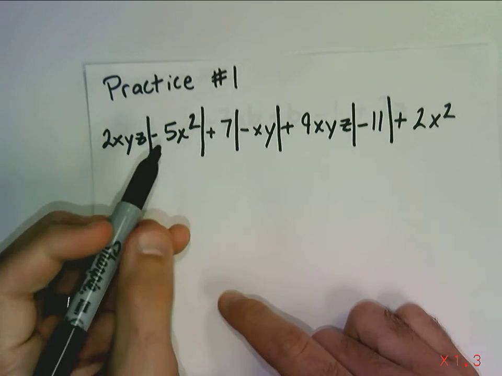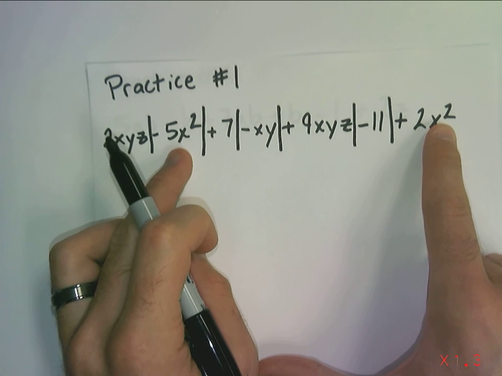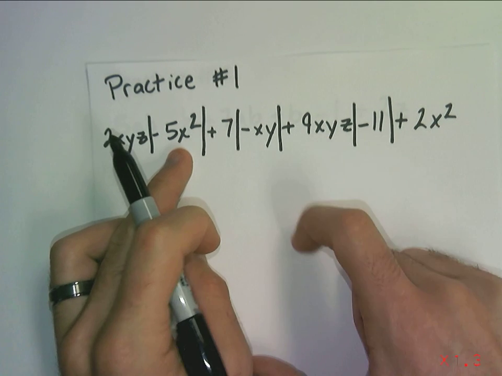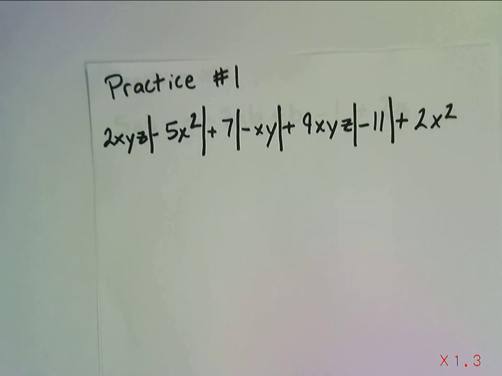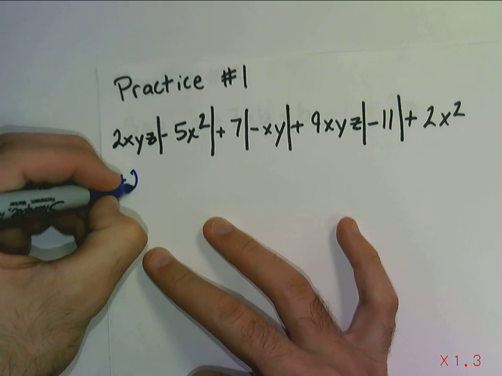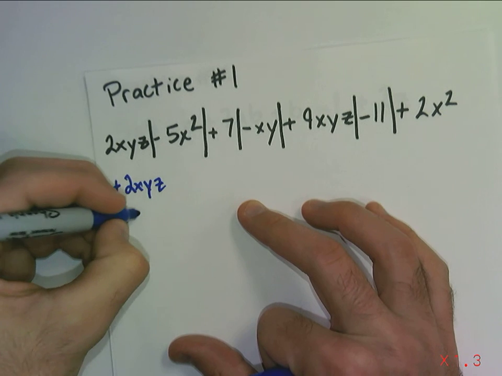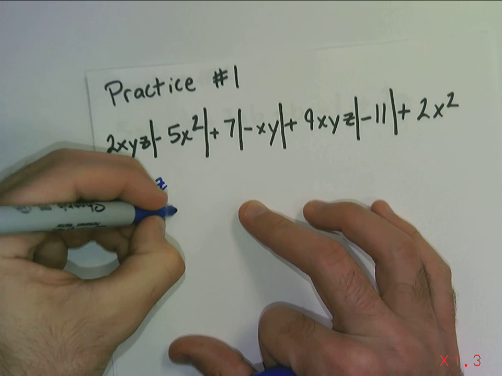So here it looks like I have 1, 2. So I'm going to use a couple different colors here to group these together. And what I think I'm going to do is start with the xyz's, and I'll do those in blue. So I have a positive 2xyz and a positive 9xyz.